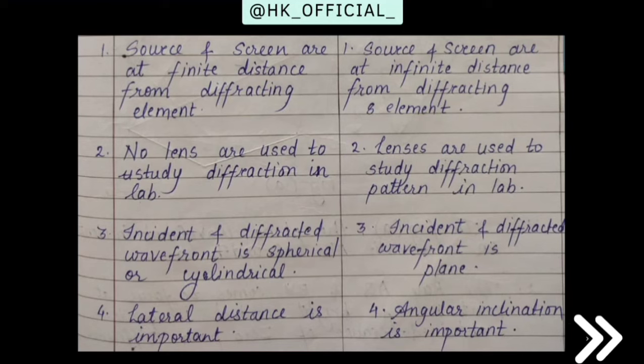So, the first point is that source and screen are at finite distance in Fresnel, and in Fraunhofer they are at infinite distance. The second point is that no lenses are used in Fresnel and lenses are used in Fraunhofer. Then the incident and diffracted wavefront is spherical or cylindrical in Fresnel, and here it is plane. Then the fourth point, lateral distance is important in Fresnel, and angular inclination is important in Fraunhofer.